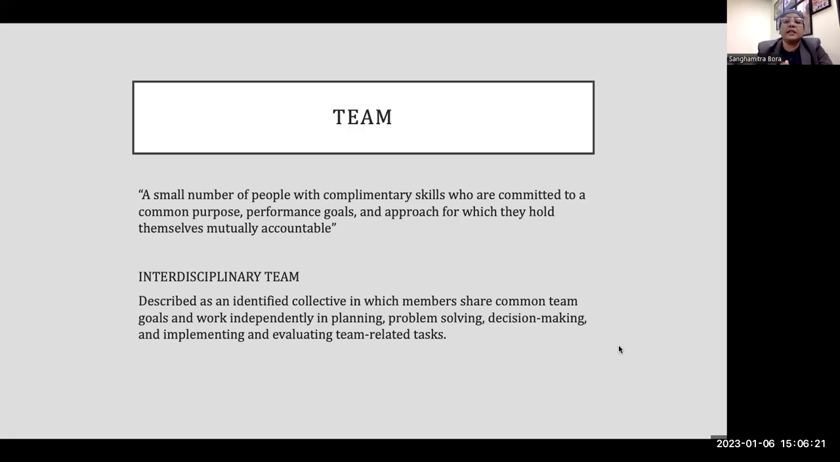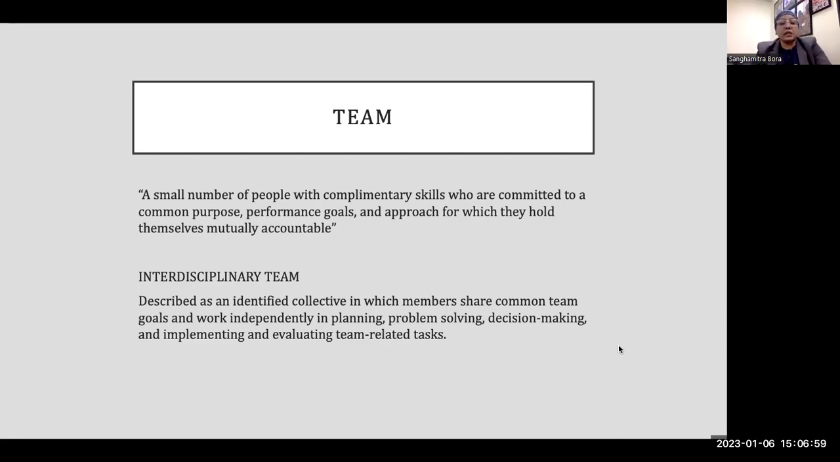But having said this, there's a term in palliative care which is called interdisciplinary team. This is described as an identified collective in which the members share common team goals and work independently in planning, problem solving, decision making, and implementing and evaluating the team related tasks. Now, interdisciplinary team in the context of palliative care is extremely important. It's a very important thing.